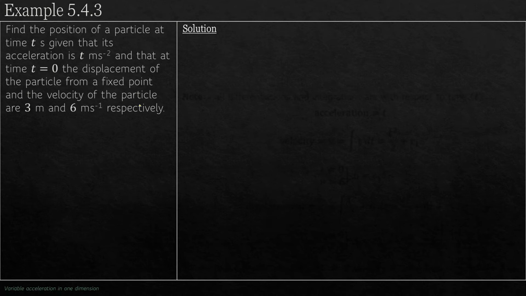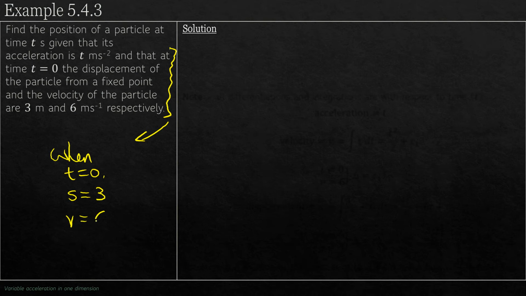That's quite a long sentence, but this bit here we can summarize as when t is nothing, the displacement is 3 meters. So when t is nothing, s is 3, and also when t is nothing, v is 6. So if it helps you get further through the question, write these things down to summarize and simplify.